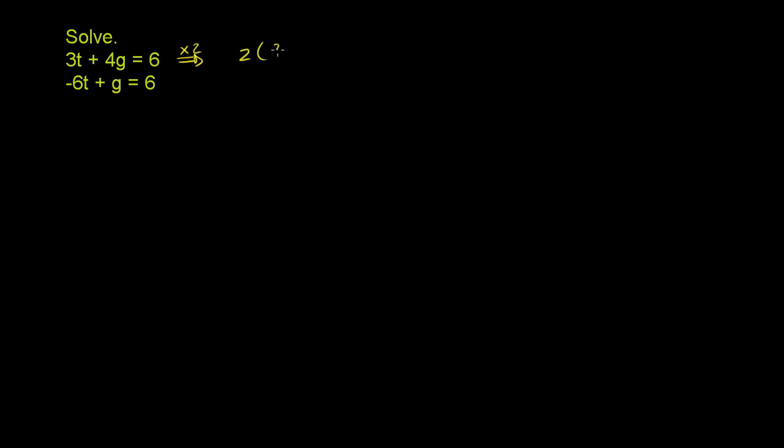So I'm going to multiply 2 times 3t plus 4g is equal to 2 times 6. Anything I do to one side, I have to do to the other side. The equality still holds true. So 2 times 3t is 6t, plus 2 times 4g is 8g, is equal to 2 times 6, which is 12. So I really just rewrote the same information, the same constraint in this first equation. I just multiplied both sides by 2. Now, let me write the second equation right below, and I'll write it in orange. So the second equation right here is negative 6t plus g is equal to 6.